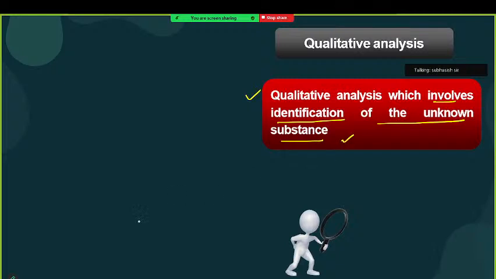You have to identify the unknown substance. Now, in most cases, the unknown substance is actually a salt. That salt may be something like sodium nitrate or aluminium chloride, etc. Each and every salt contains two parts: one part is the positive part and another is the negative part. The positive part is known as the cation part, and the negative part is known as the anion part.